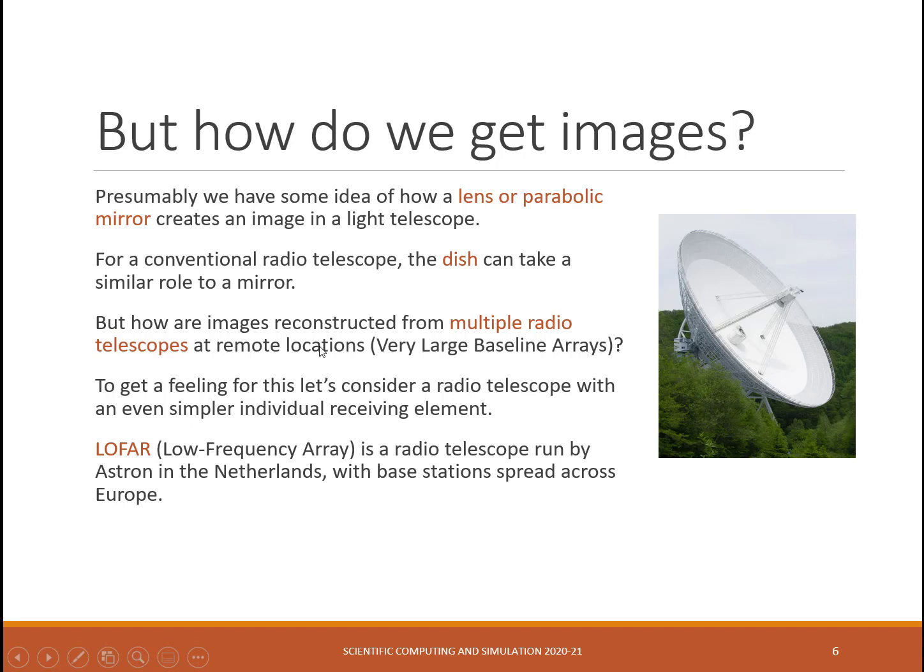But as mentioned earlier, there are modern radio telescopes like the Event Horizon, consisting of a network of radio telescopes at remote locations. Now, the question is how images are constructed from such a large array of multiple global radio telescopes. To get a feeling for this, let's consider LOFAR, a radio telescope with simpler radio receivers compared with the Event Horizon Telescope.